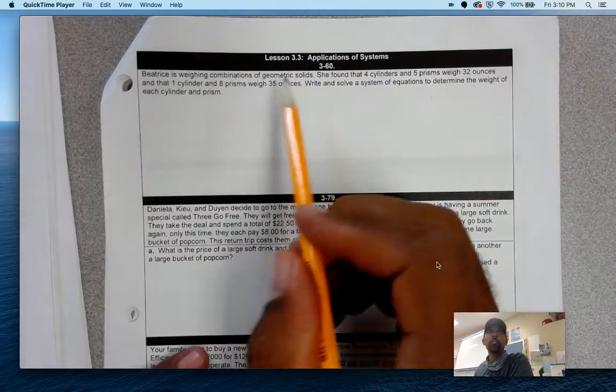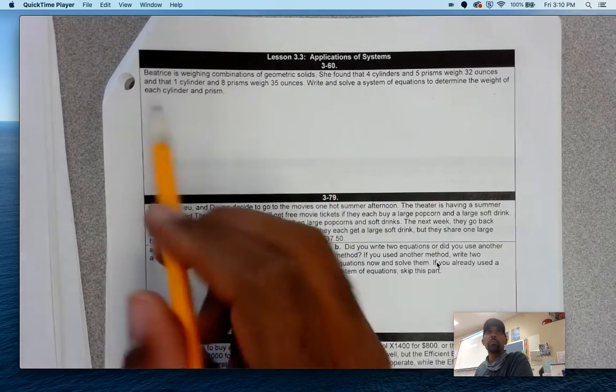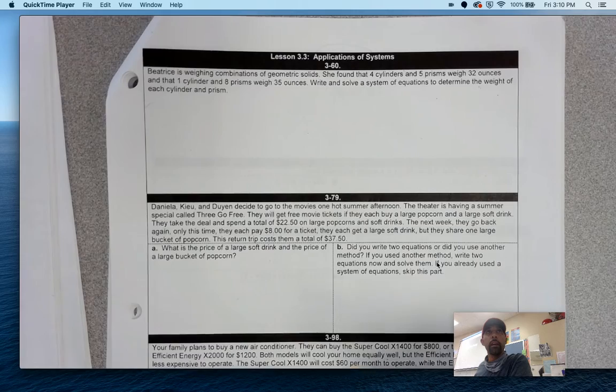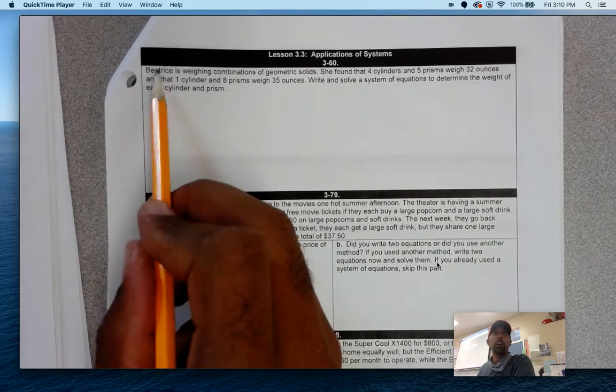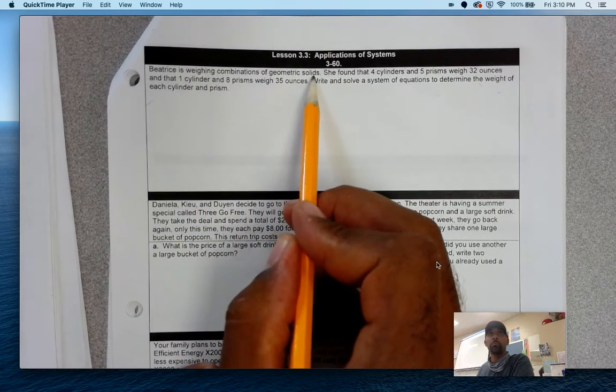Okay, guys, so on lesson 3.3, applications of systems, a lot of these you're pretty much going to have to set up an equation, and then you're going to have to solve that equation, based on what's going on. So here, Beatrice is weighing combinations of geometric solids.